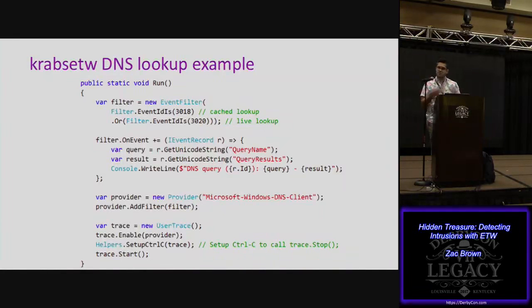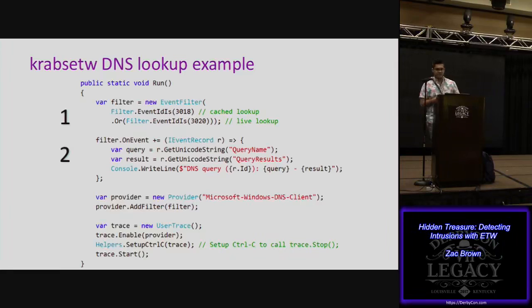Something we wanted to know was, what's every single DNS lookup that's happening in the environment or on a computer? What's it looking up? And so here, this is code for doing this. Up there at number 1, we've built an event filter. And we're looking for event ID 3018 and event ID 3020. As you can see from the comments, 3018 is cache lookup, 3020 is live lookup.